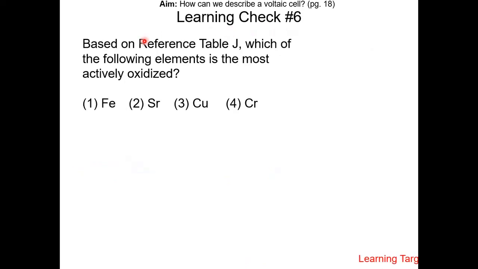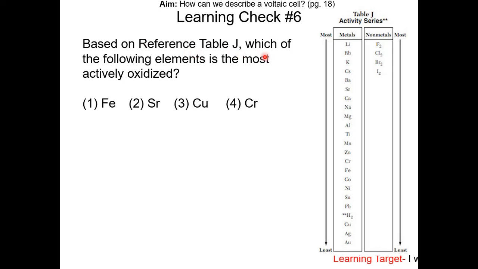Learning check number 6. Based on reference table J, which of the following elements is the most actively oxidized? Pause the video and resume once completed. When looking at table J, the most active element is more likely to be oxidized. Sr is higher up on table J than the other elements, therefore is more likely to be oxidized. The answer is choice 2.